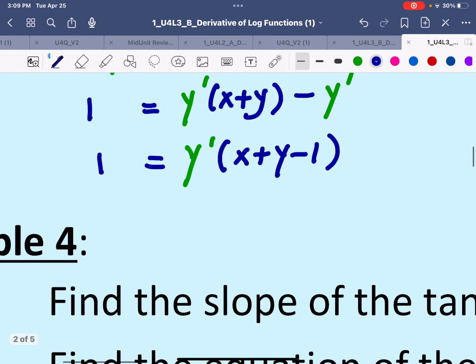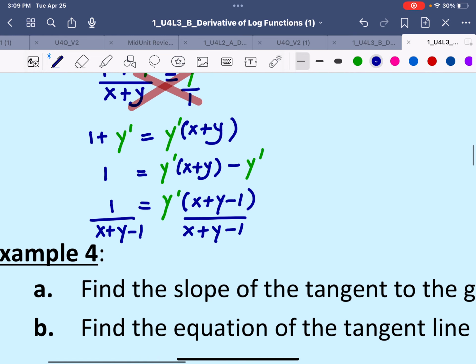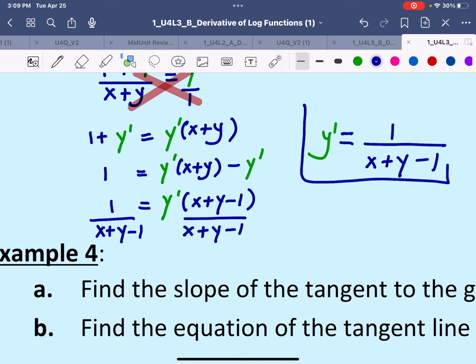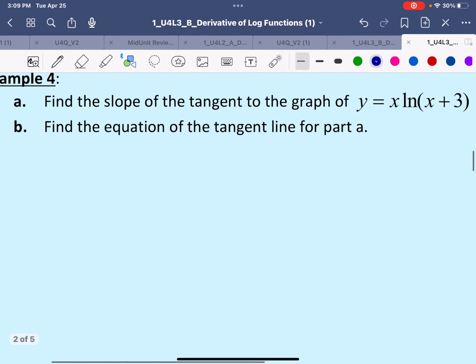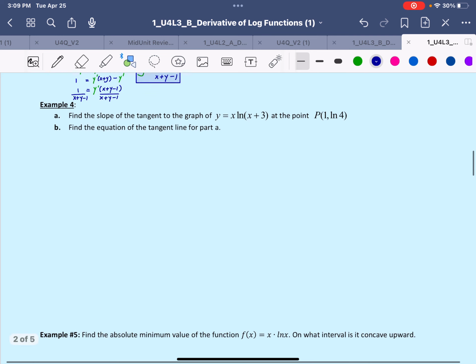Now we can isolate y prime by dividing both sides by x plus y minus 1. And voila, we got y prime. And y prime is equal to 1 over x plus y minus 1. And this would be the derivative of this function. And in the next example, we are going to take a look at finding the equation of the tangent line.